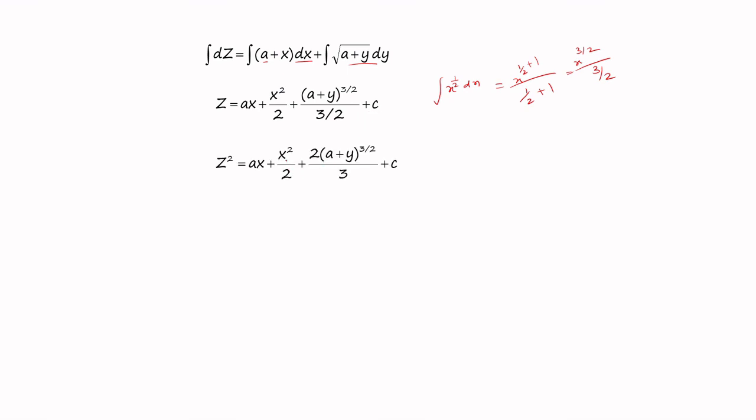So z is replaced by z squared... is equal to ax plus x squared by 2 plus, taking the 2 to the numerator, 2 into (a plus y) the whole power 3 by 2 divided by 3, plus a constant. This is our required complete integral, and this problem also asks to find the complete integral alone. So depending on your question, you have to answer it.